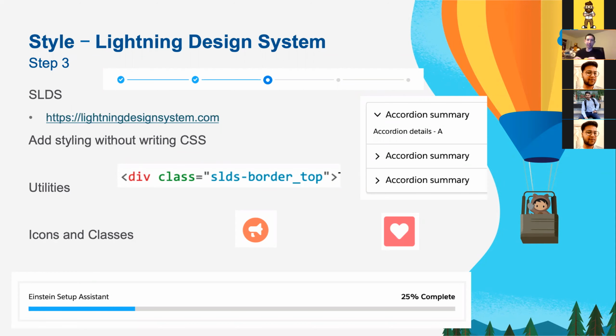So these are things like adding styling, right? Adding borders and adding padding, some custom utilities, a bunch of different icons, things like accordions, progress bars, pinwheels, things like that. A ton of extra stuff that you don't have to build yourself and you can just bring in. And again, that's lightningdesignsystem.com.